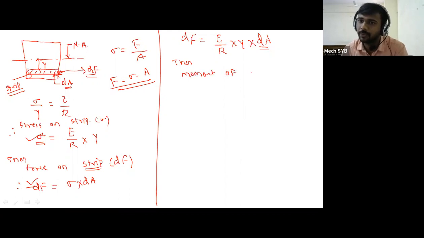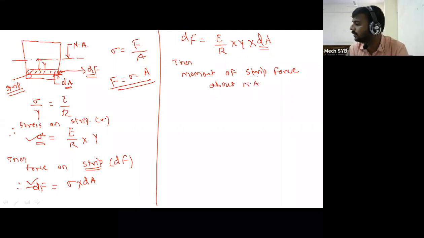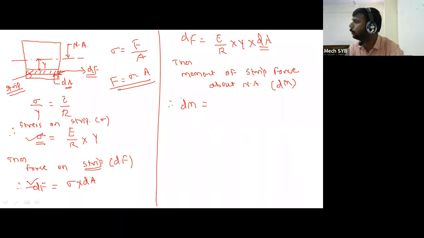Then moment of strip force about neutral axis, and that will be the dM. If I have to take the moment at any particular point, what is the formula for the moment, or what is the definition of moment? Moment is equal to force into distance.